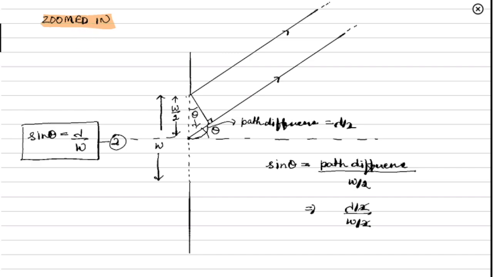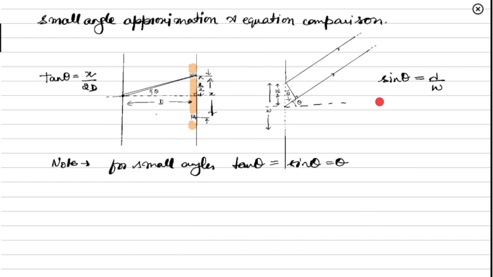We just need to compare and do the small angle approximation. Let's do that. So here are two equations which we got, one from the zoomed out version, where we calculated tan theta, and the zoomed in version where we calculated sine theta, right? And now we will do the small angle approximation. What I want to say is, for small angles, tan theta will be equal to sine theta, which will be equal to theta. So now if these angles are the same, I can put theta equal to x divided by 2d, and I can also say theta is equal to lambda by W, so they must be equal. Or x by 2d should be equal to lambda by W, right?